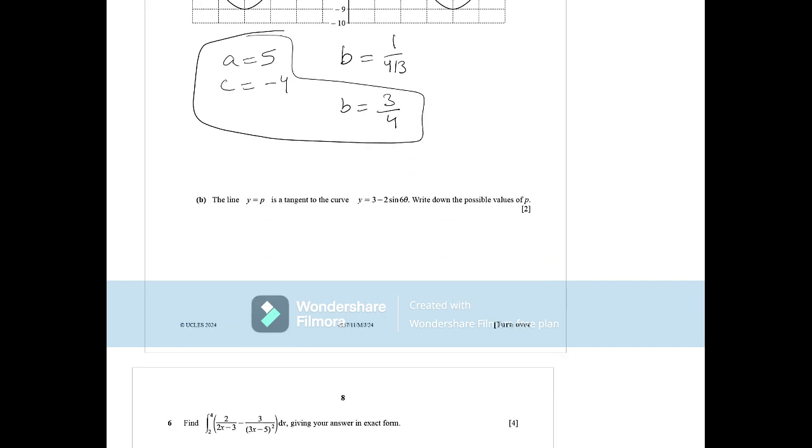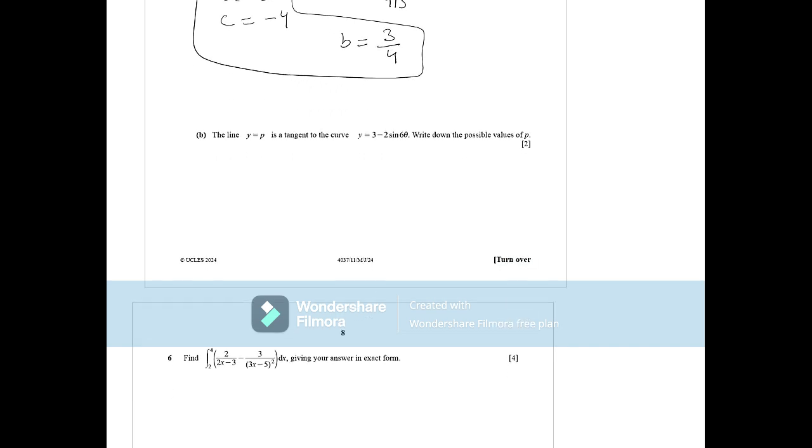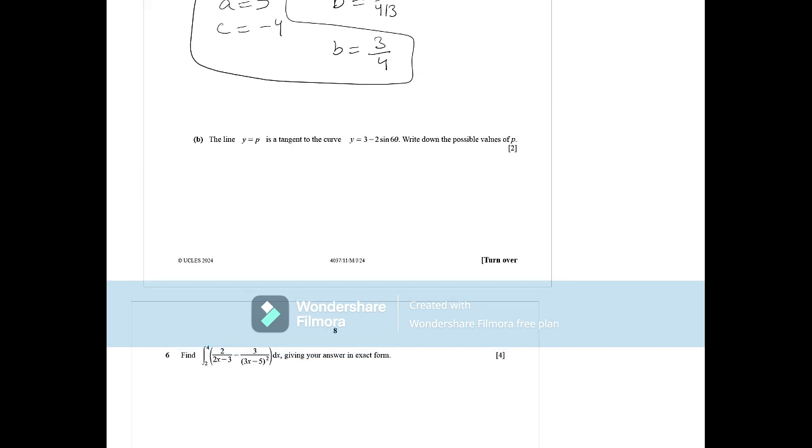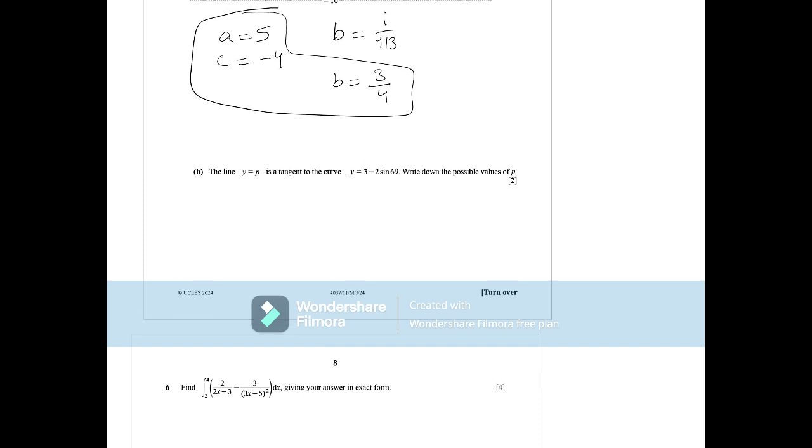Moving ahead, the line y = p is a tangent to the curve y = 3 - 2 sin 6θ. Find the possible values of p. Okay, y = p is a tangent to the curve. We have a sine curve whose mid value is 3, and then minus 2 or plus 2, so we can either go to 5 or 1.